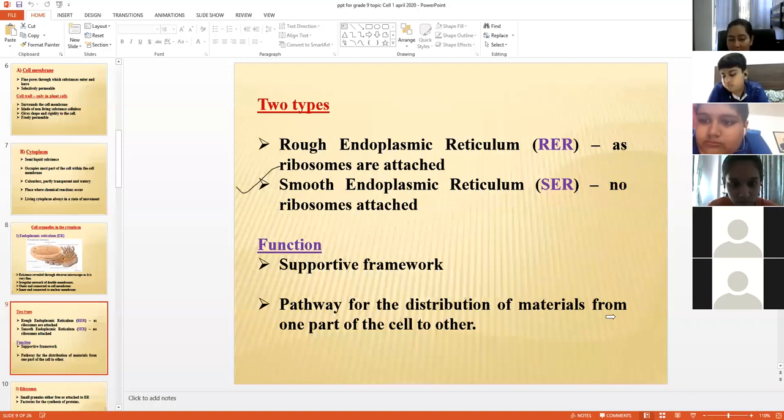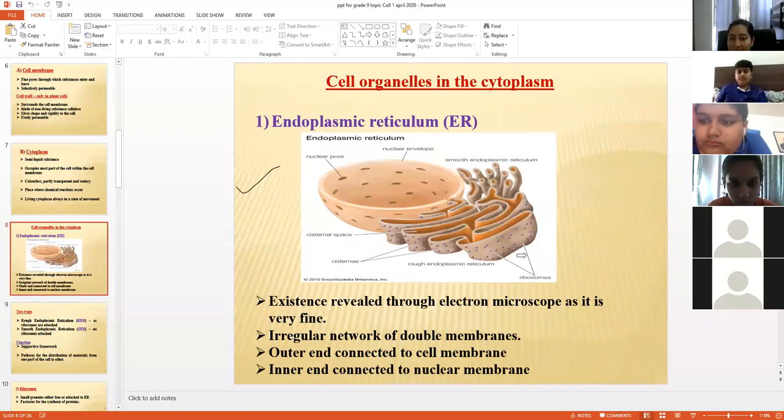Now, what does this mean? This means that if there are some components, now children, the nucleus is one of the most essential parts of a cell. Like how the brain is to our human body, in the same way, the nucleus is one of the most important parts of the cell.